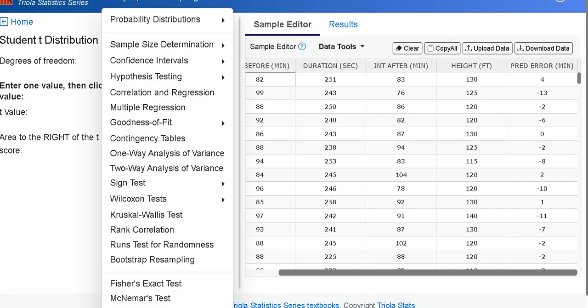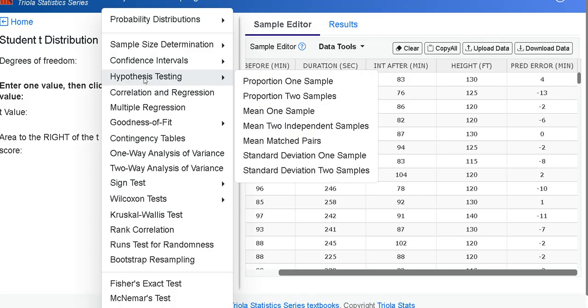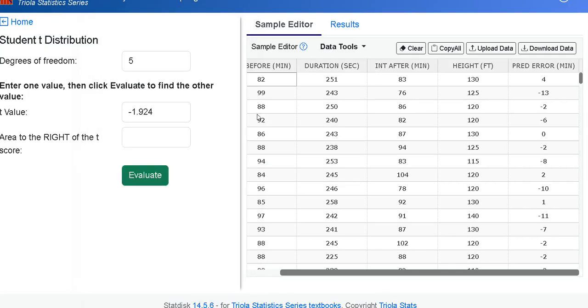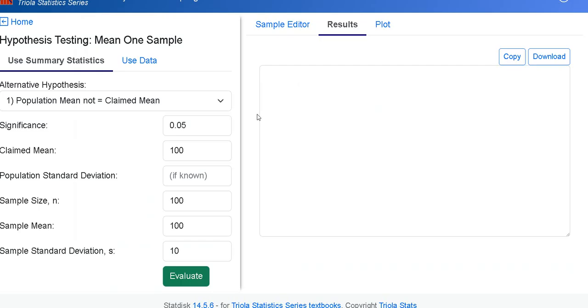So if we're going to do a hypothesis test, then let's go down here to hypothesis testing. Which one do I want to choose? Yeah, you've only got one sample, so it has to be either proportion, mean, or standard deviation. Standard deviation is coming up next. Proportion we've already done. Is our alternative hypothesis set up the right way?